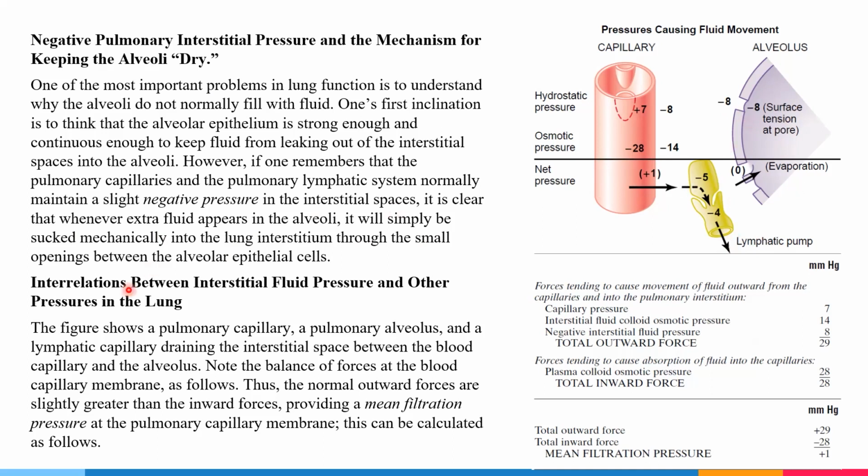Next, we look into the interrelations between the interstitial fluid pressure and the other pressures in the lung. The figure shows a pulmonary capillary, a pulmonary alveolus, and a lymphatic capillary draining the interstitial space between the blood capillary and the alveolus. That is this diagram right here. Note the balance of forces at the blood capillary membrane, which is given by the table right here.